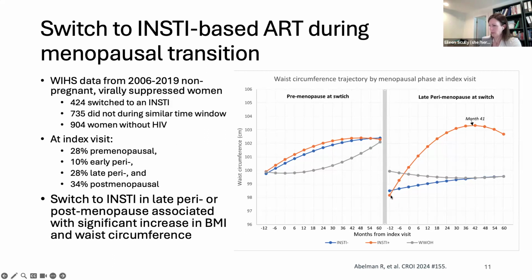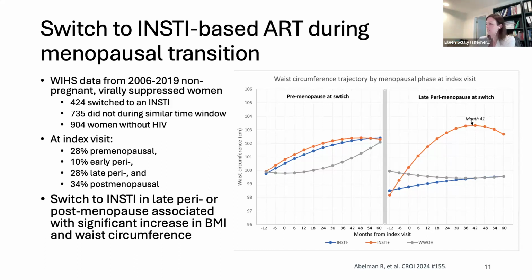If you're post-menopause or late perimenopause, so moving through menopause during the subsequent 60 months or longer, there's a very big difference, which is this orange line here, with a really substantial difference in waist circumference and also in weight gain with switch at that very moment, as compared to women without HIV and women with HIV who did not change to an INSTI-based regimen during this time. In terms of other factors that may be feeding into this, about 64% of those who switched to an INSTI were on TDF prior to the index visit, so probably were also switching to a TAF component, may have been switching to a TAF or abacavir containing regimen during that time, and 78% of the INSTI negative were on TDF at the index visit, so they may have just continued on TDF.